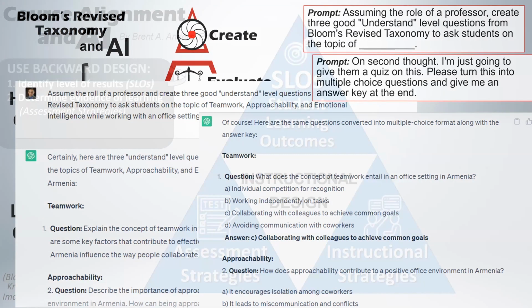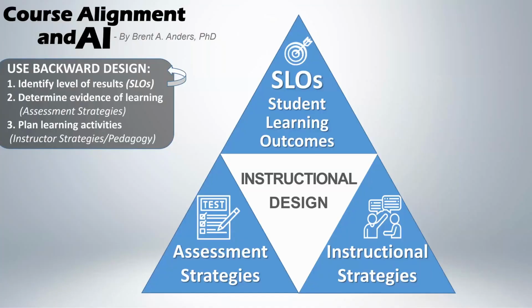And then finally, it says plan learning activities. So the third part of my overall course alignment is that I'm aligning my overall class so that the instructional strategies, again, correlate properly with the assessment strategies, which are all directly aligned with the student learning outcomes, because that's what it's all about.